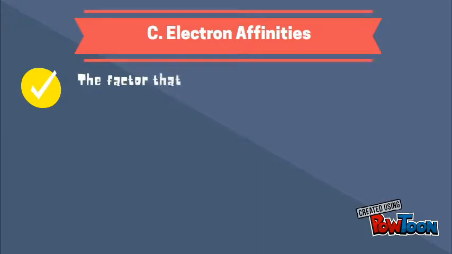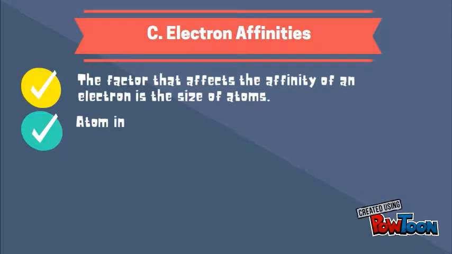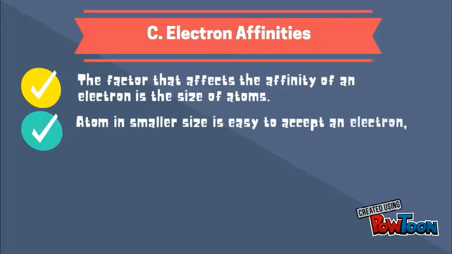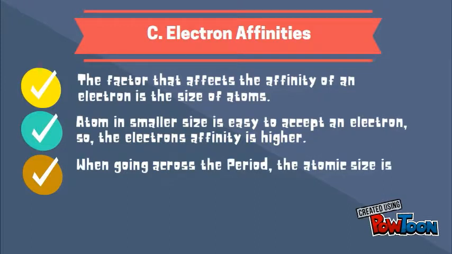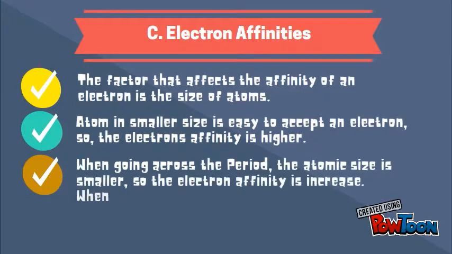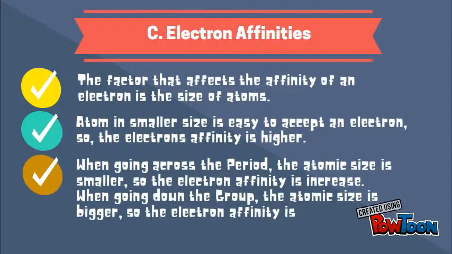Electron affinities. The factor that affects the electron affinity is the size of atoms. An atom of smaller size accepts an electron more easily, so the electron affinity is higher when going across the period. The atomic size is smaller, so the electron affinity increases. When going down the group, the atomic size is bigger, so the electron affinity decreases.